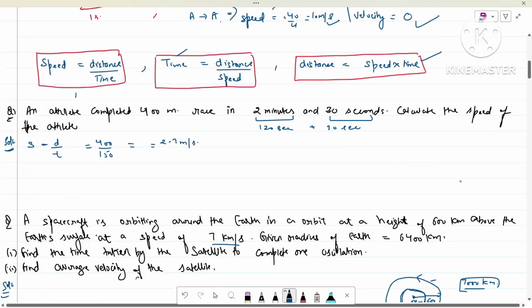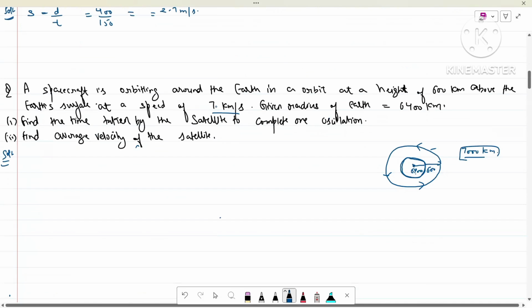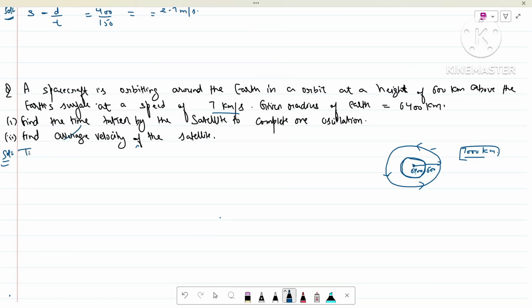One more question we will solve. A spacecraft is orbiting around the Earth in an orbit at a height of 600 kilometer above the Earth's surface at a speed of 7 kilometer per second. Given radius of Earth is 6400 kilometer, find the time taken by the satellite to complete one oscillation. Okay. So we know that time taken is given as distance upon speed. Speed is given 7 kilometer per second. Now we have to find the distance taken.